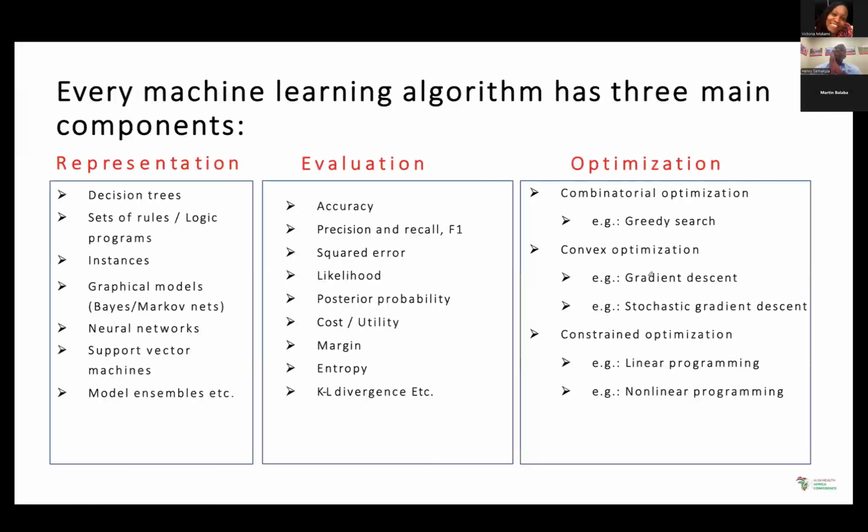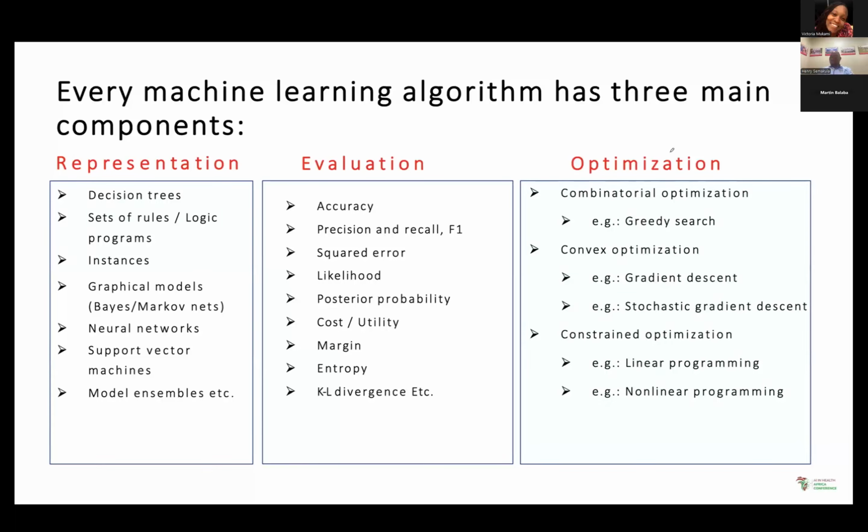So there are three major things that we need to understand about machine learning algorithms. One is representation. Okay, you have data that you're going to use to train a model, but you need to know how you're going to represent your model. So you need to care about the representation, the evaluation, which metric are we going to use for evaluation, and the third thing is optimization.